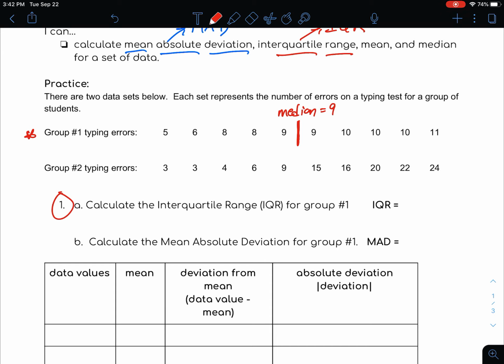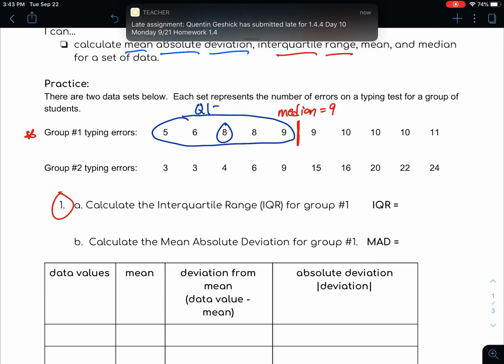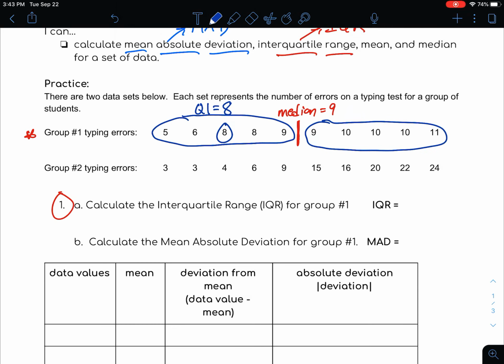So we have that. Then we're going to find the median of the first half of the data, which is going to be our Q1. There are 5 numbers here, so the middle number in this case is one of the numbers, and that is our lower quartile. Q1 is 8. Do the same thing with the upper half. 5 numbers there. The middle of those numbers is that second 10. So that's our third quartile, or Q3.